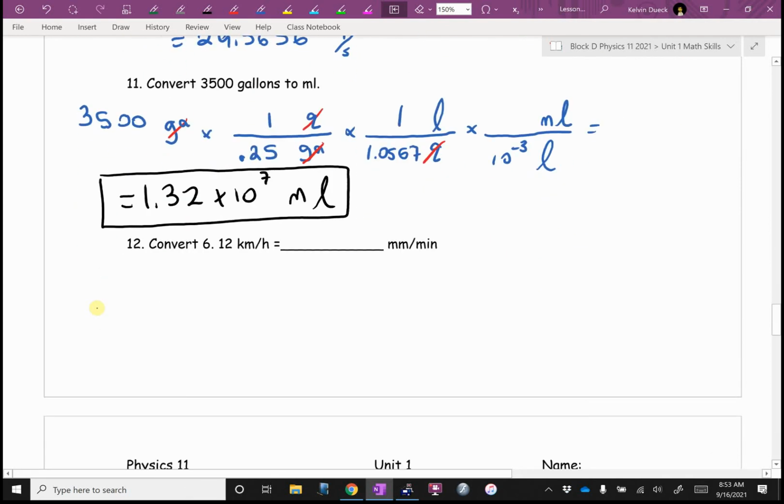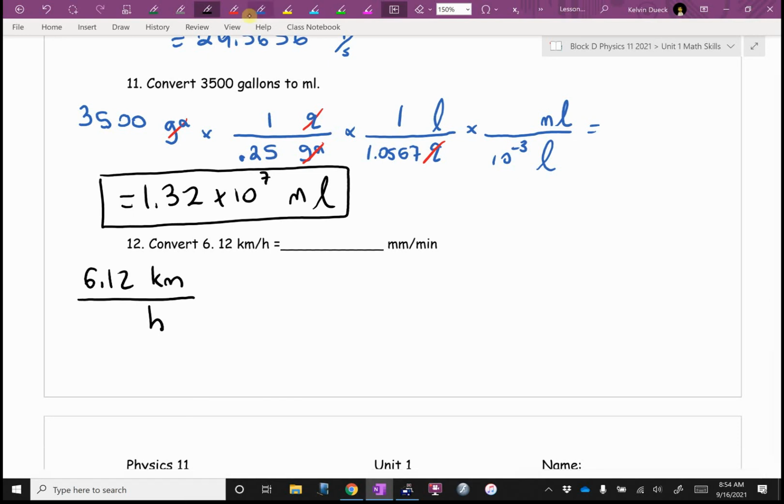Convert 6.12 kilometers per hour to millimeters per minute. Any suggestions on how I might want to start out? I like that. But I'm not going to write it as a slanty fraction. I'm going to write it as a very clear, I see what's on the top and what's on the bottom. Do yourself a favor. What am I going to change kilometers to eventually? And what am I going to change hours to eventually? Pick. Which one do you want to do first?